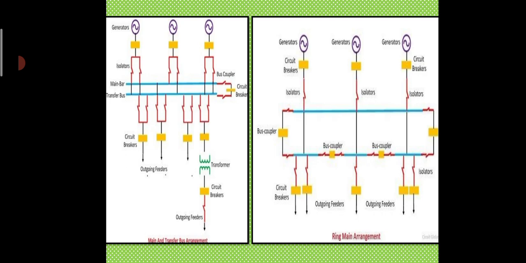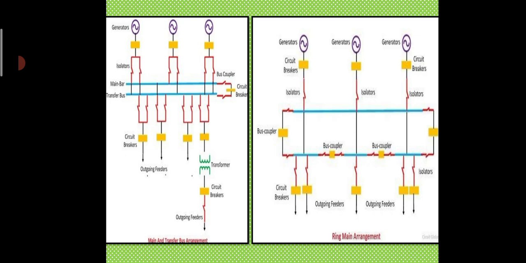Its advantages: in case of any fault in a bus, the circuit can be transferred to the transfer bus. It is easy to connect the circuit from any bus. The maintenance cost of the substation decreases. The bus potential can be used for relays.